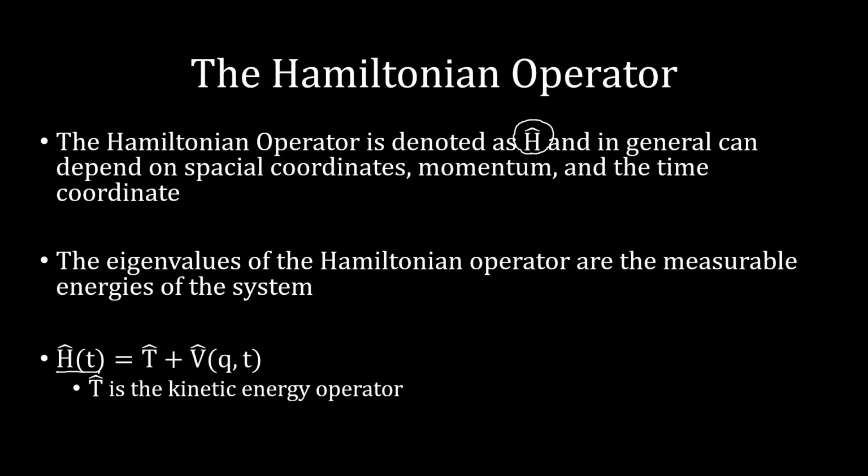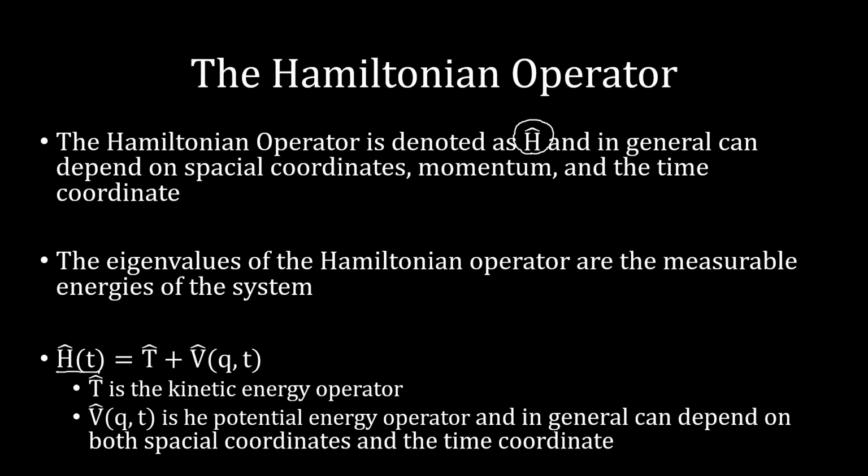So just to talk a little bit more, T hat is our kinetic energy, and V hat is our potential energy operator, and in general, the potential energy can depend on both spatial coordinates and the time coordinate. So now that we know what the Hamiltonian is, we can talk about the fifth postulate of quantum mechanics.